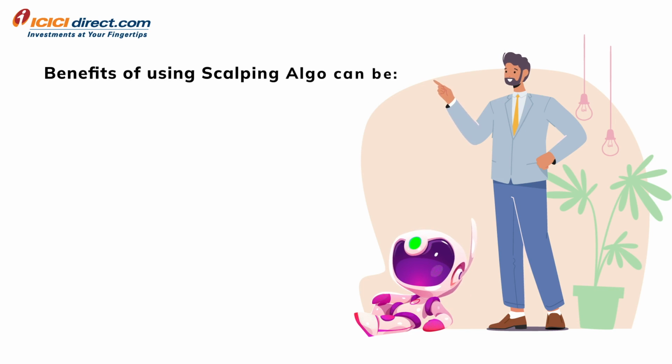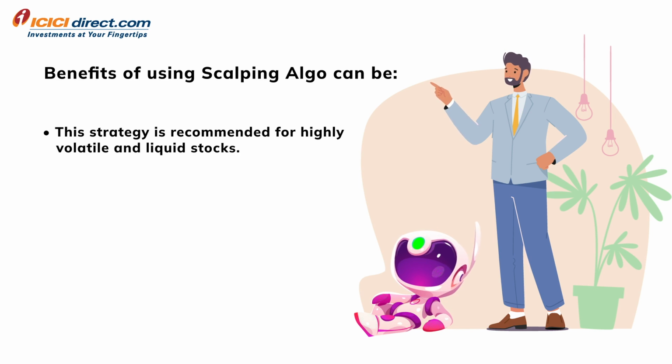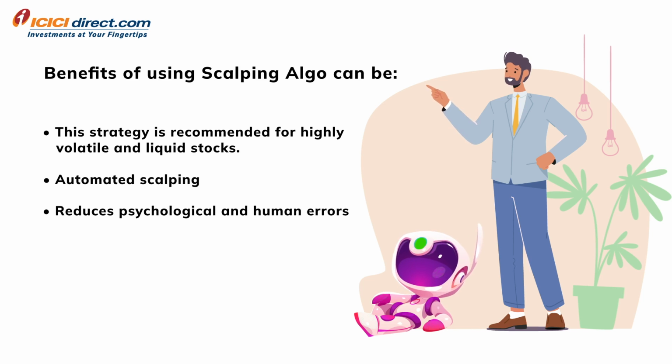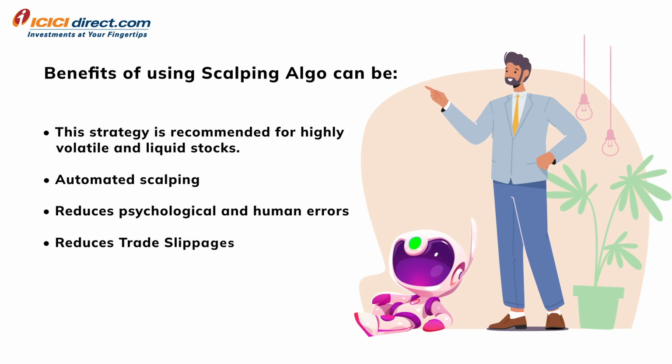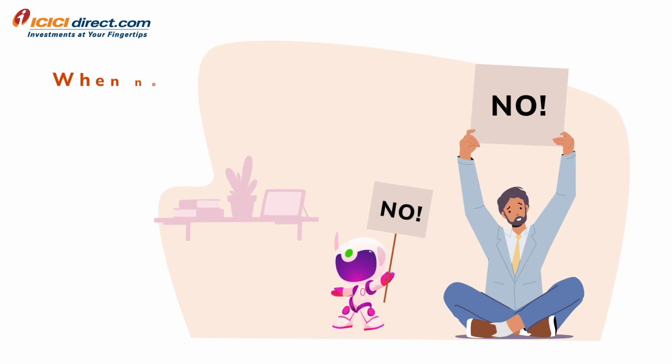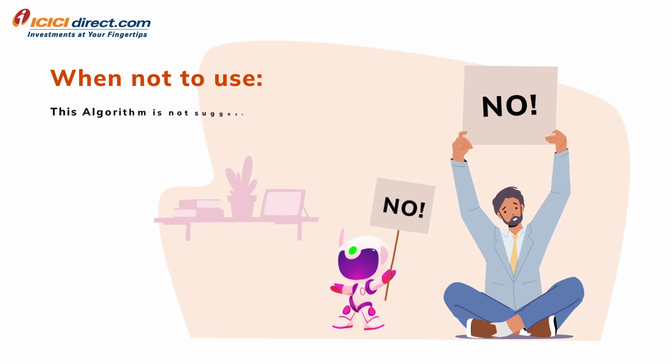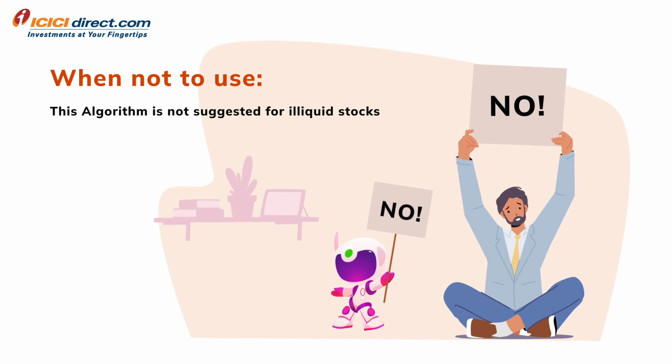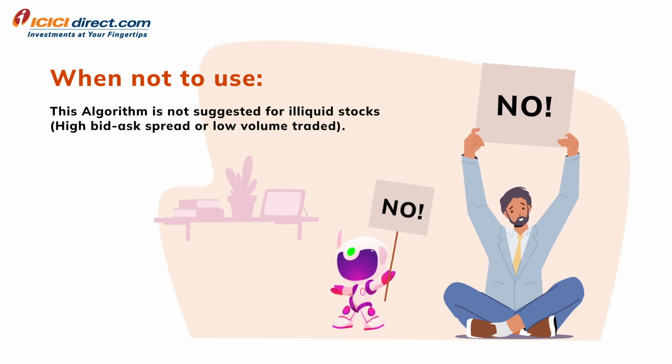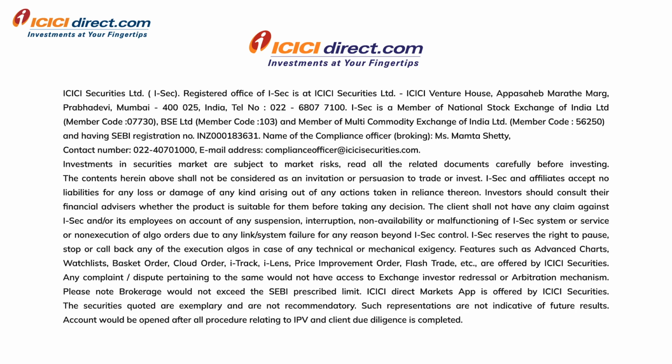Benefits of using scalping algo can be: this strategy is recommended for highly volatile and liquid stocks. Automated scalping reduces psychological and human errors, reduces trade slippages, and monitors real-time P&L. Please note, when not to use: this algorithm is not suggested for illiquid stocks, high bid-ask spread, or low volume traded. Investments in securities market are subject to market risks.